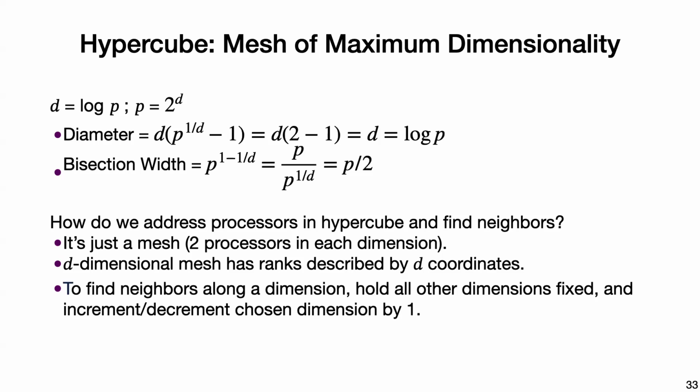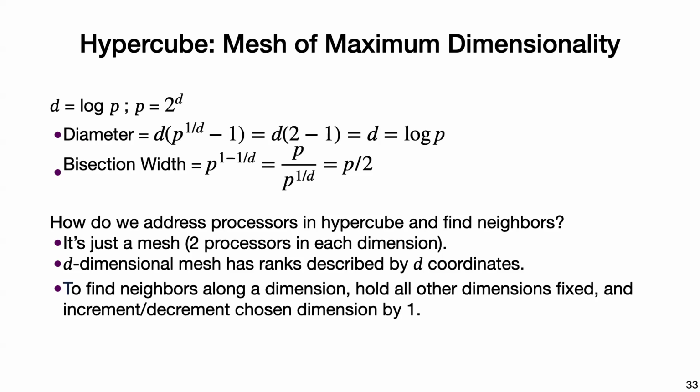The bisection width is p over 2. Remember that the bisection width is how many edges you need to cut to disconnect the entire thing in half. And that is p over 2 by just putting it in as a function of d. And yeah, this part, how do we address the processors in the hypercube?